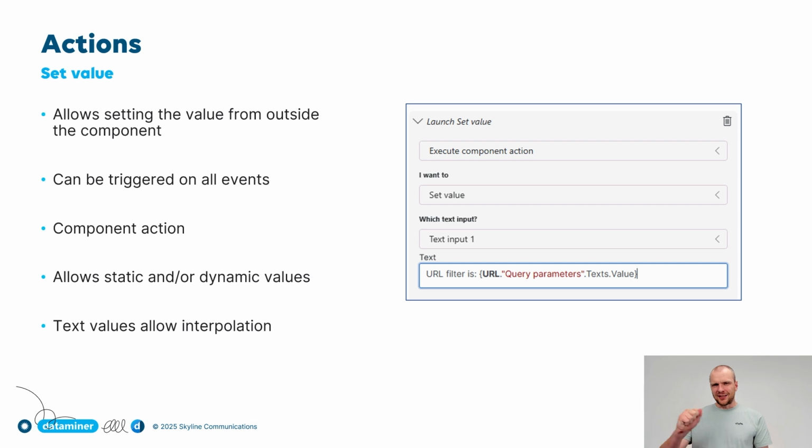So that means whenever you add a text input to your page, that text input says to the low-code app framework, hey, I allow other actions to set my value. And for a text input, this can be either a static value or a dynamic value. As you can see in the screenshot, we have a static part, URL filter is, and then we have a dynamic part using text interpolation. All right, let's leverage actions inside our last exercise.